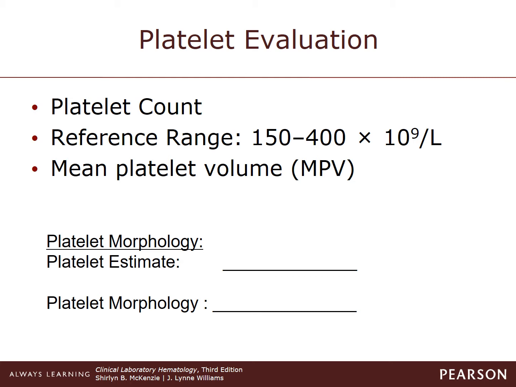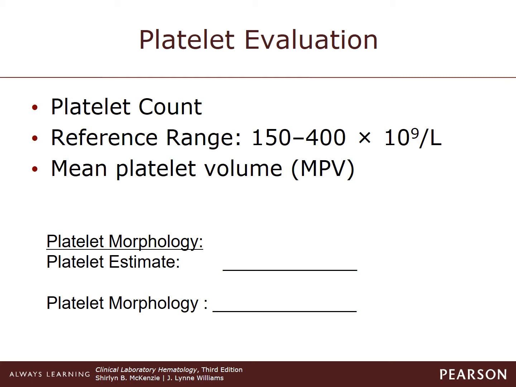So here, if you're doing a platelet estimate on 100x, within a normal platelet count, you should see 8 to 20 platelets per field of view, which really equates to 1 platelet for every 20 red cells. So you're going to do this estimate to see if it falls within the reference range.